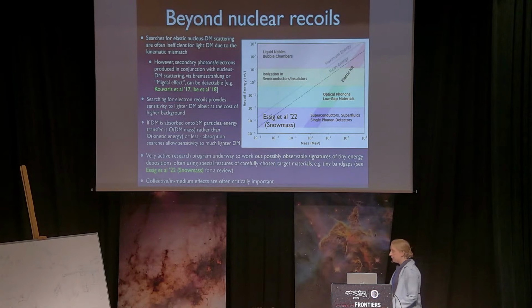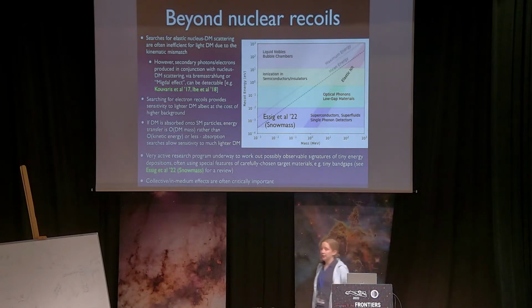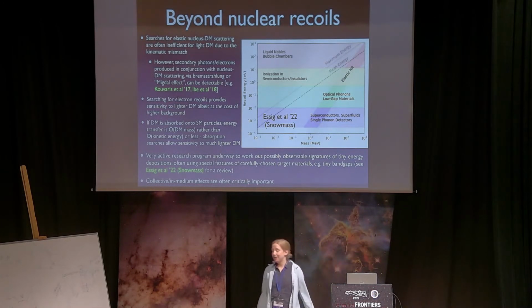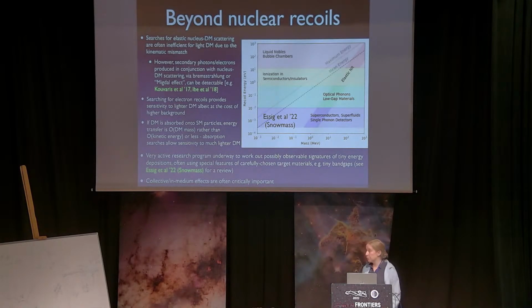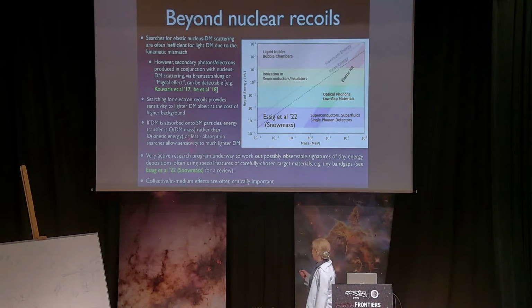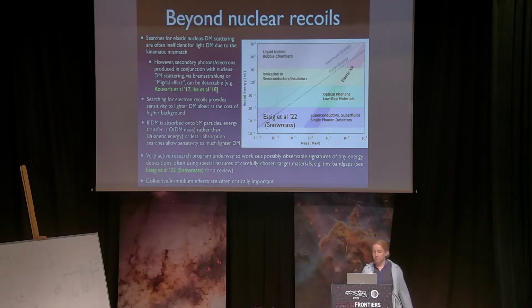Another possibility is maybe the way that the dark matter primarily interacts with these targets is not by scattering. Especially if dark matter is very light, you can have models where the dark matter just gets absorbed onto standard model particles. So in that case, the energy transfer would be order of the whole dark matter mass, not just the dark matter kinetic energy. So absorption searches can allow sensitivity to much lighter dark matter.